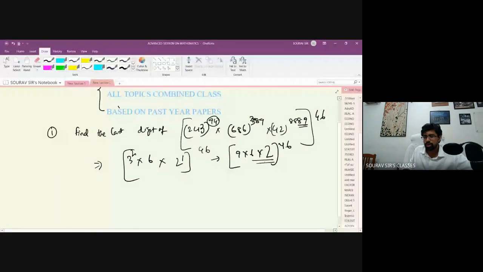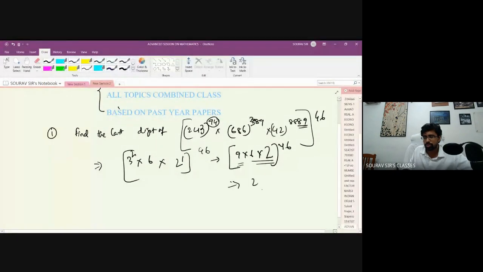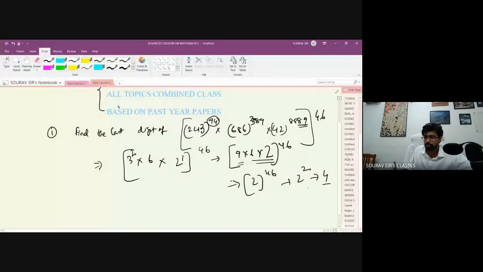So 6 to the 8, 8 9 is 72. So 2 to the power 46. So it is actually 2 to the power 2. So this is 4. So 46 also divided by 2.